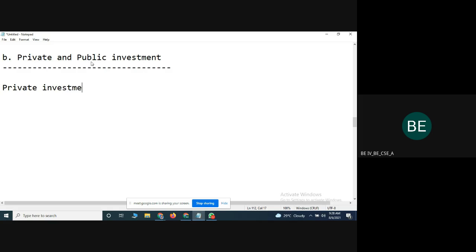It's called a private investment. Private means the investment made by individual persons or private companies or corporate companies. Such investment we call a private investment. And public means the investment made by the government and departmental undertakings is called a public investment.